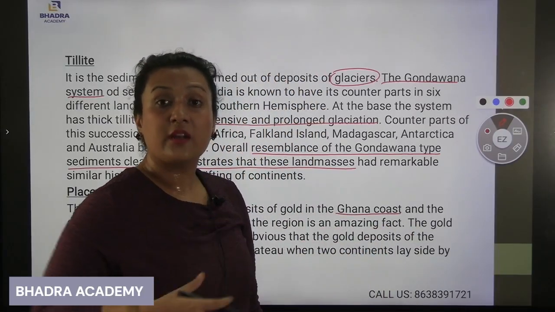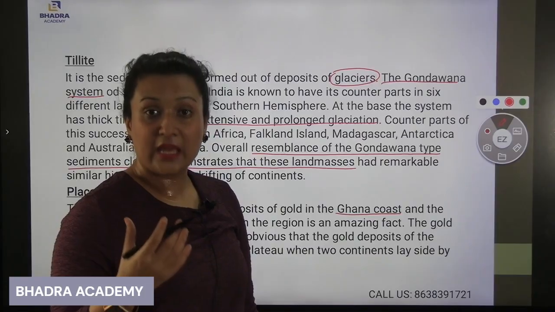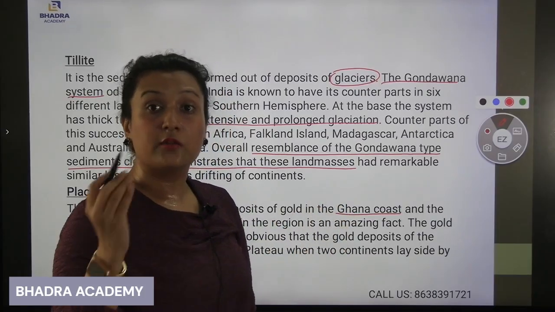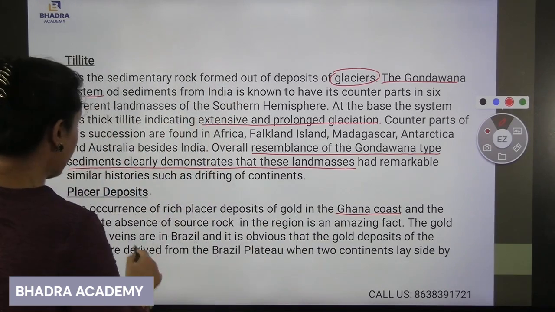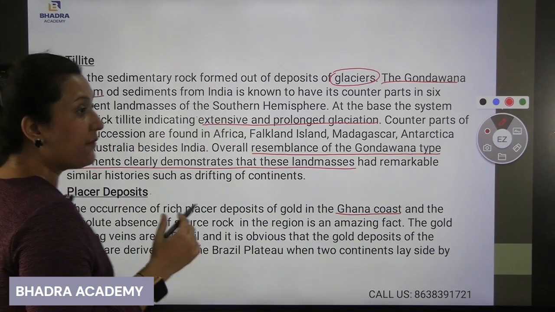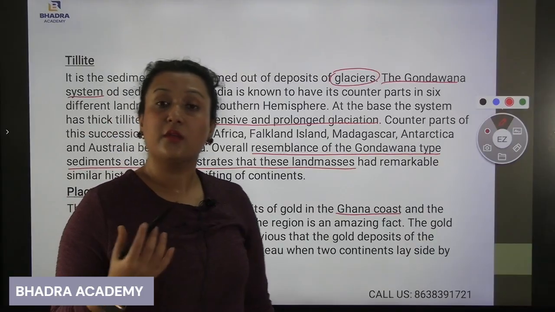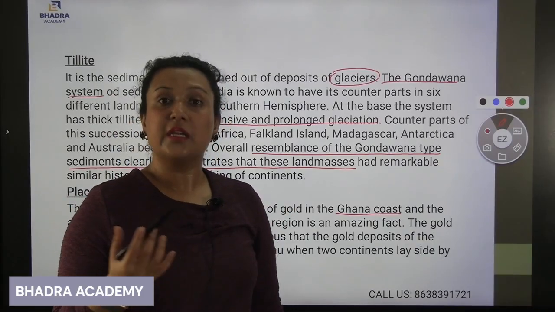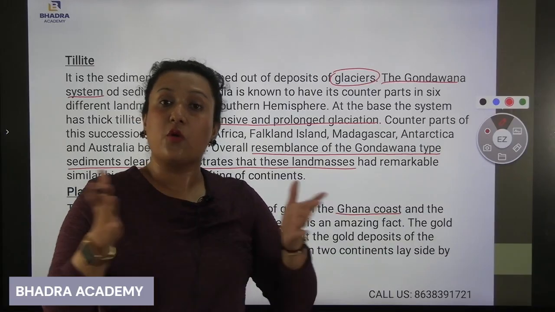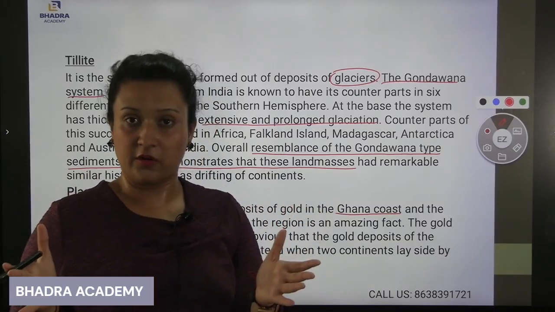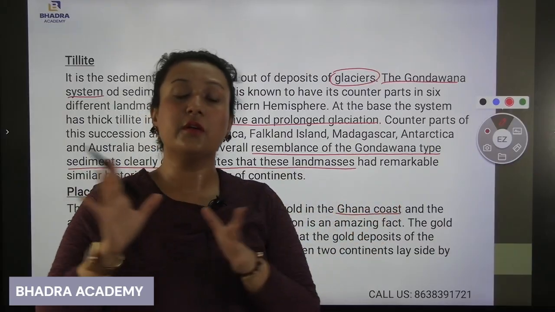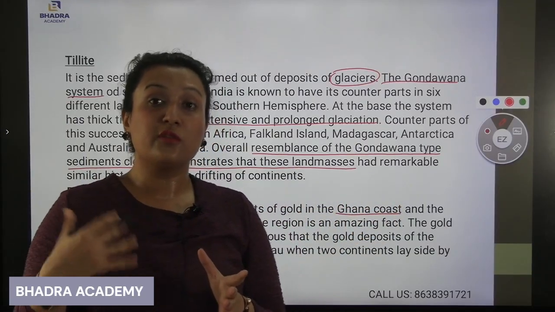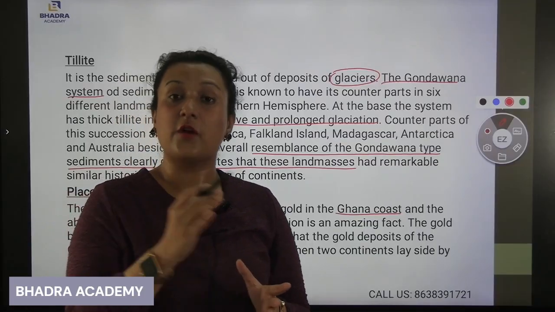Where the gold is being extracted, it is on the Ghana coast, but there is no source of the gold mine there. The source of the gold is present in Brazil. You see, Ghana is in the continent of Africa, and Brazil is in South America. Both continents are different, but still some of the source deposits of the gold are found in Brazil.